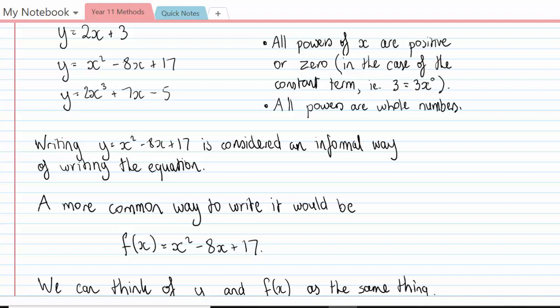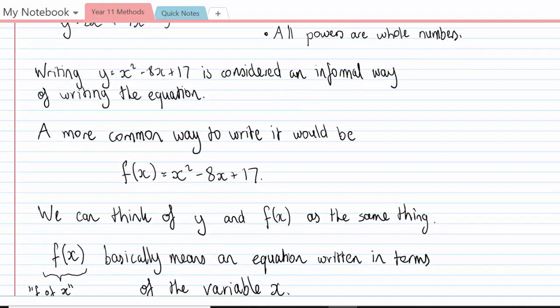So typically, rather than writing equations as y equals something, we'd write them as f of x equals something. You notice that I just called this f of x. That's how we say it, and basically it just means y. They are considered to be the same thing, but what f of x actually means is a function of the variable x. You're going to learn a little bit more later on about what functions actually are, but basically you can think of it as an equation that's formed using the letter x.